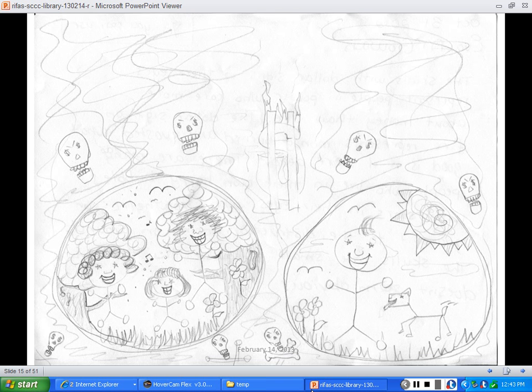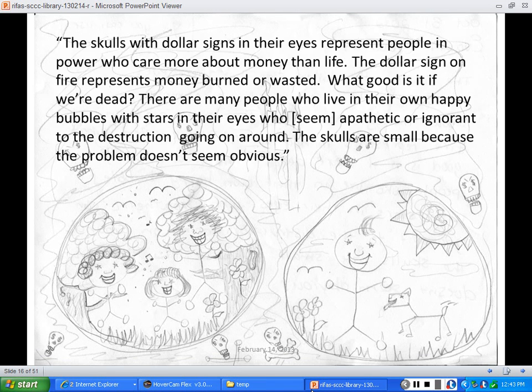And then another one, a more complicated drawing. I'll give you a second to look at it. The skulls with dollar signs in their eyes represent people in power who care more about money than life. The dollar sign on fire represents money burned or wasted. What good is it if we're dead? There are many people who live in their own happy bubbles with stars in their eyes who seem apathetic or ignorant to the destruction going on around. The skulls are small because the problem doesn't seem obvious.